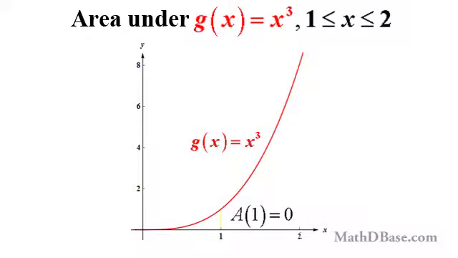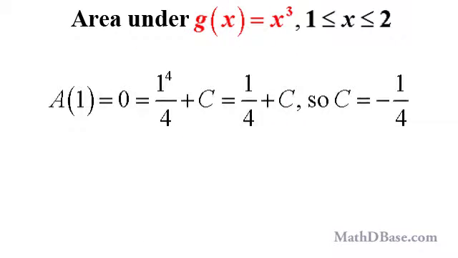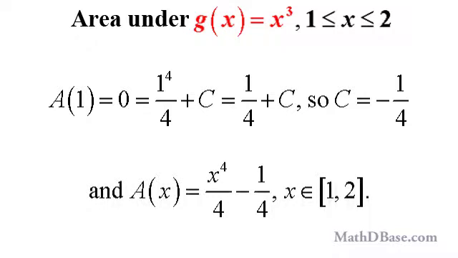By definition, A of 1 represents the area between x cubed and the x-axis at x equals 1. Since the width of a line is 0, the area under the curve at that line is 0. Substituting 1 for x in the expression for A of x, we get 1/4 plus c equals 0, or c equal to negative 1/4. So A of x is now x to the fourth over 4 minus 1/4 for all x between x equals 1 and 2 inclusive.